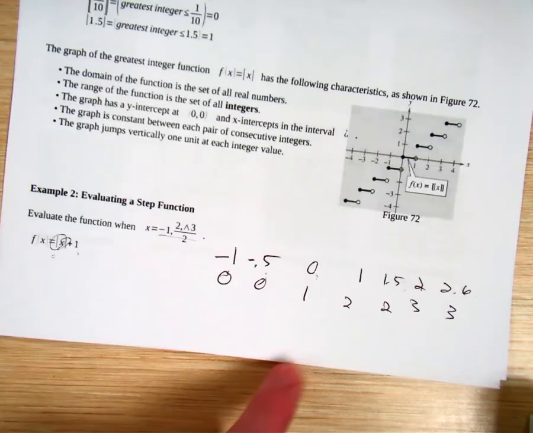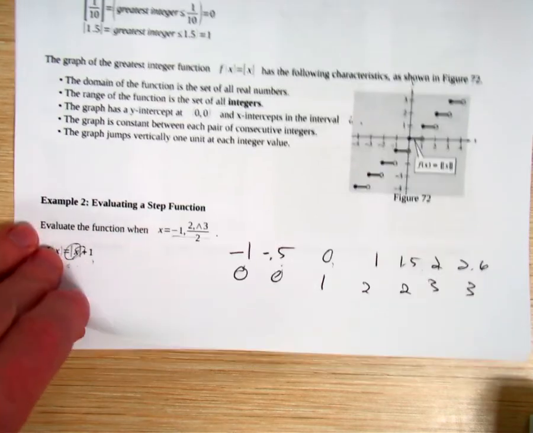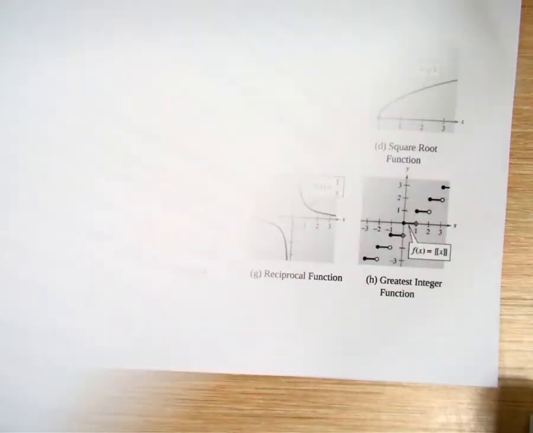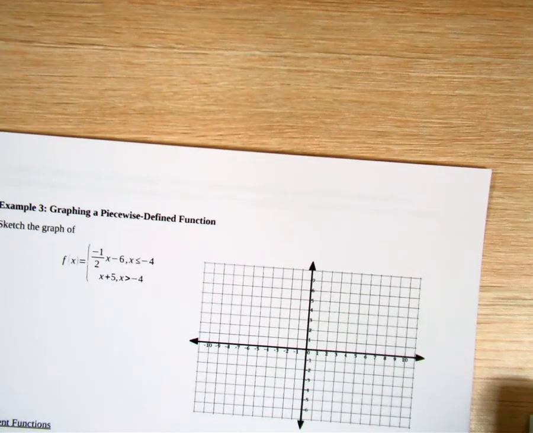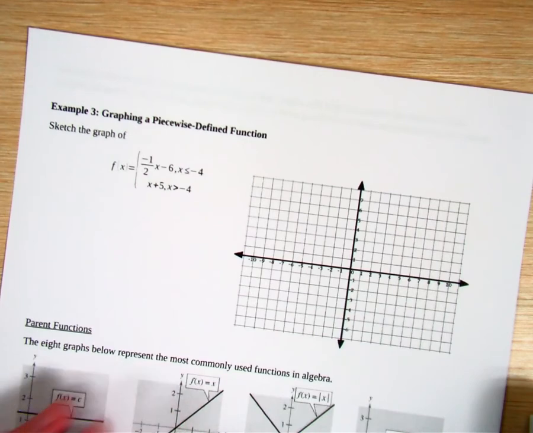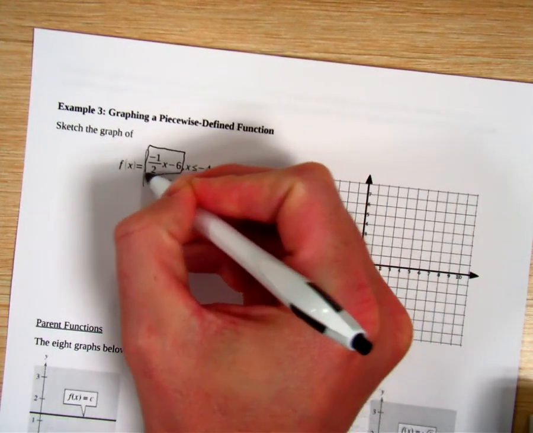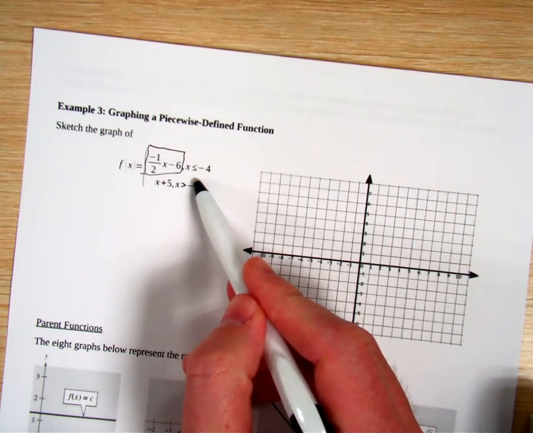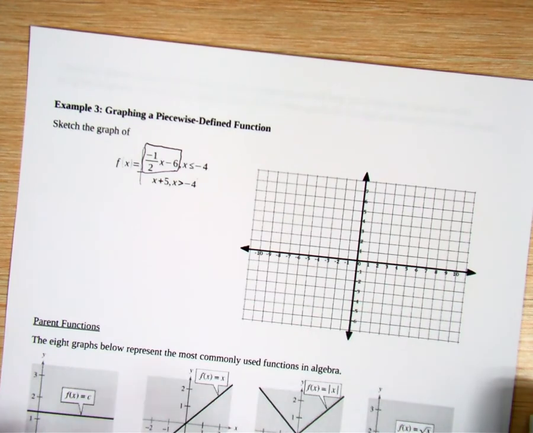Okay. The negative stuff, it gets tricky to kind of think about rounding down in terms of negatives, so take your time with that. And graphing a piecewise defined function. So a piecewise function where you got to do this over here and this over there. Gets a little tricky. Okay, so we're using -1/2x minus 6 for x is less than or equal to -4. You know, so it's a line, so that's not going to be overly difficult.